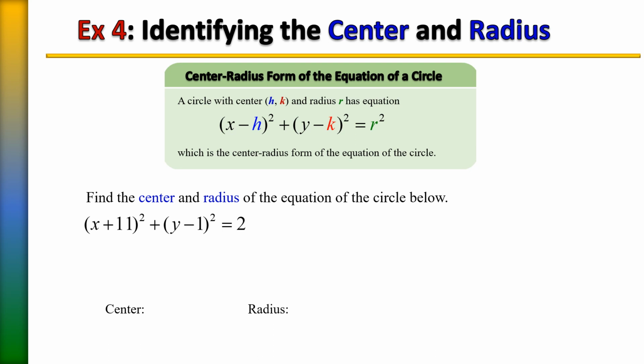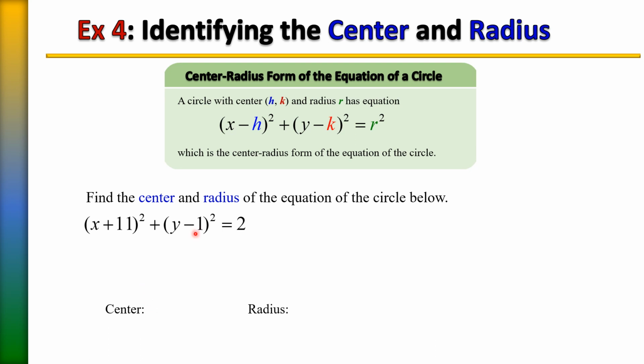So recall that when you want to write or identify the center when given an equation, all you have to do is take the x and y values and write them as their opposite, any value other than 0. So here we see that x is with positive 11. So when we write x in center form, our x value would be the very opposite, which is negative 11.